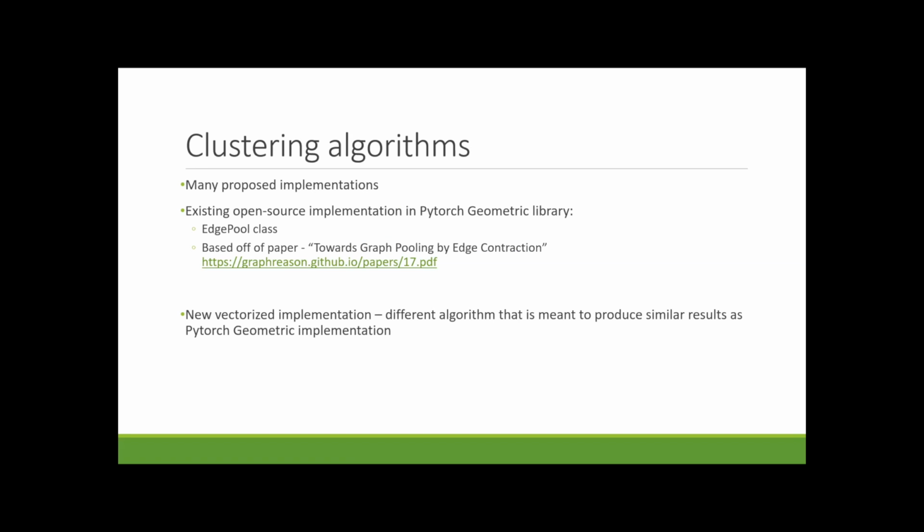There are a lot of different implementations for this. I started off looking at an open source implementation in the PyTorch Geometric library. It's based off of the paper Towards Graph Pooling by Edge Contraction. However, it has some problems. It runs very slowly because it doesn't take advantage of any GPU operations or parallelization that the GPU can provide, because PyTorch has a lot of that functionality built in. That became the goal of my fellowship: to write a new vectorized implementation that implements similar behavior of contracting edges, clustering edges, but takes advantage of the GPU operations.